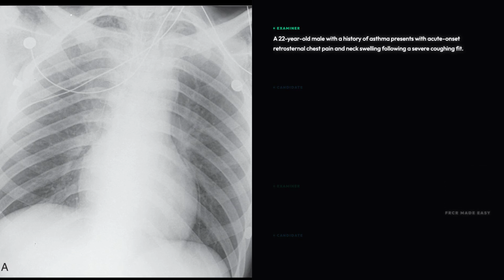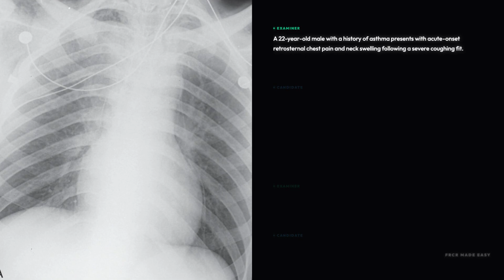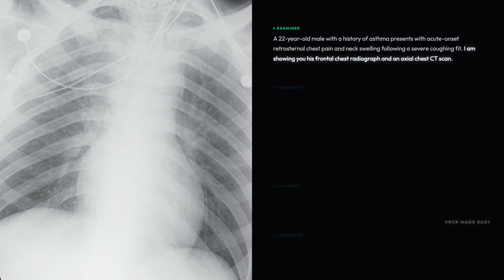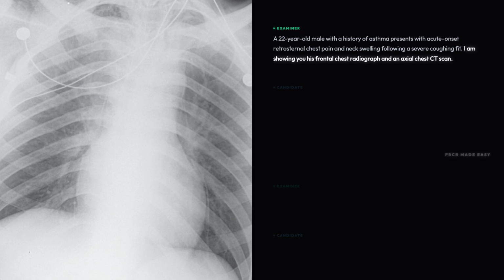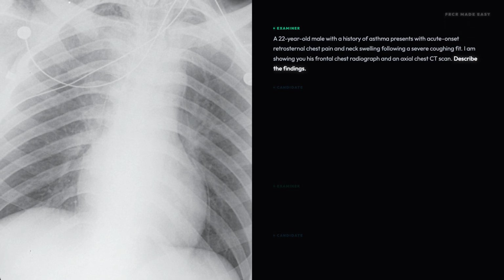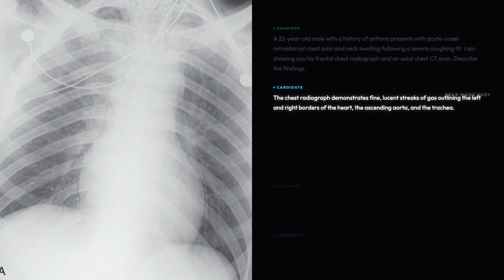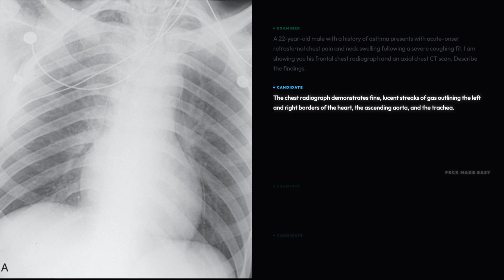A 22-year-old male with a history of asthma presents with acute-onset retrosternal chest pain and neck swelling following a severe coughing fit. I am showing you his frontal chest radiograph and an axial chest computed tomography scan. Describe the findings.